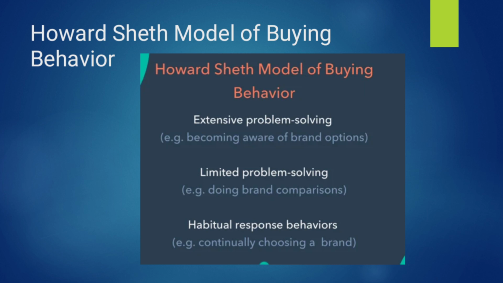Then limited problem solving: now that customers have more information, they slow down and begin comparing their choices. Habitual response behavior: customers are fully aware of all the choices they have and know which brand they prefer. Thus, every time they make a purchase, they know where to go. Then the last one is habitual response behaviors. So customers are fully involved in the particular product. So the inputs refer to the marketing messages an imaginary consumer receives while going through the decision making process.